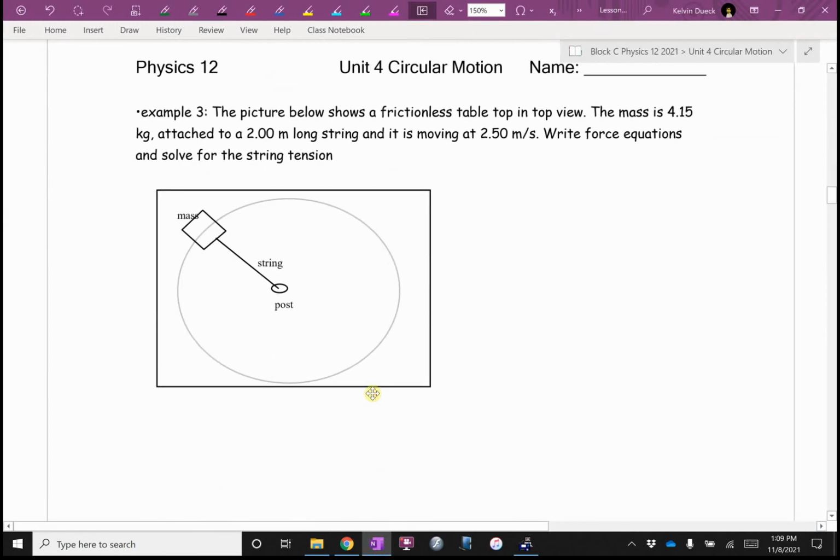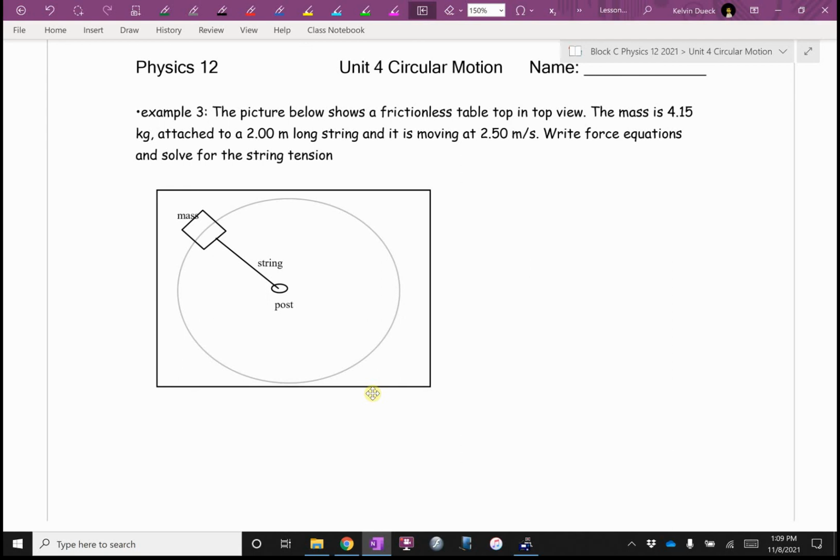Example 3. The picture below shows a frictionless tabletop in top view. The mass is 4.15 kilograms. It's attached to a 2-meter long string. It's moving at 2.5 meters per second. Write force equations and solve for the string tension. I guess this wants me to find T.